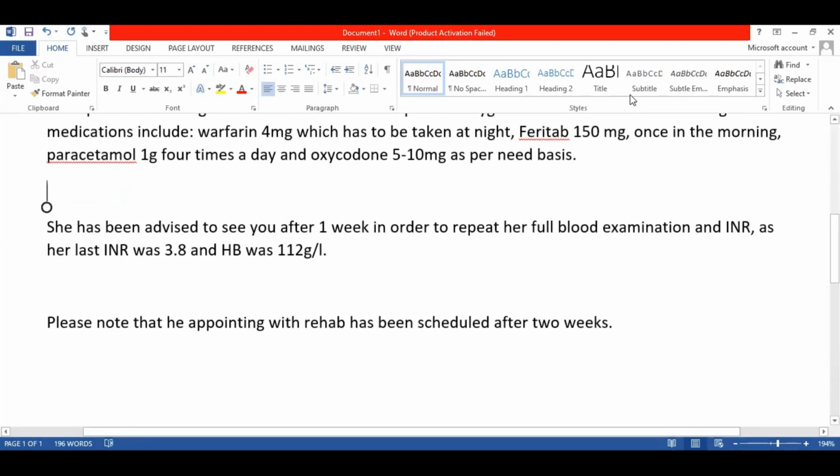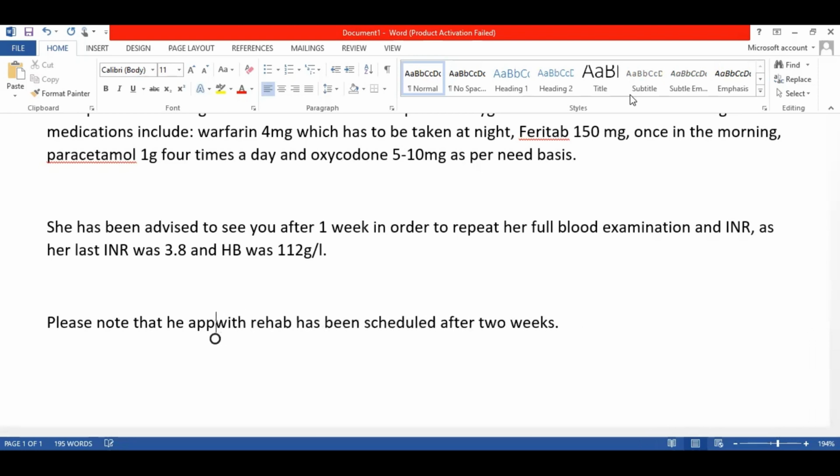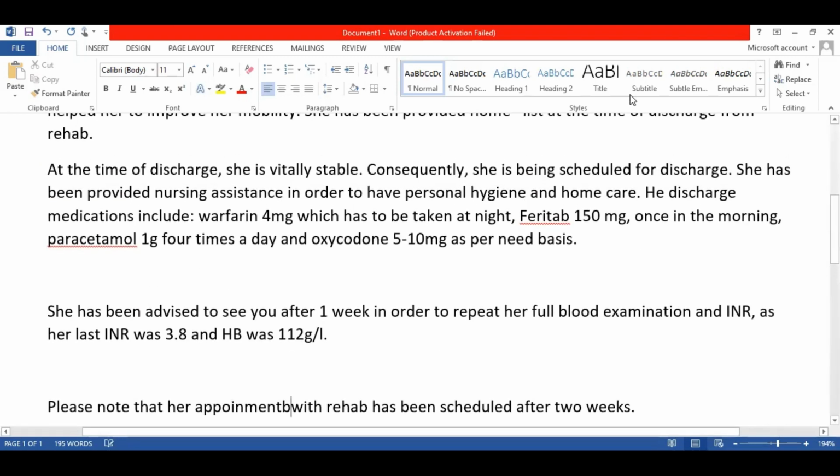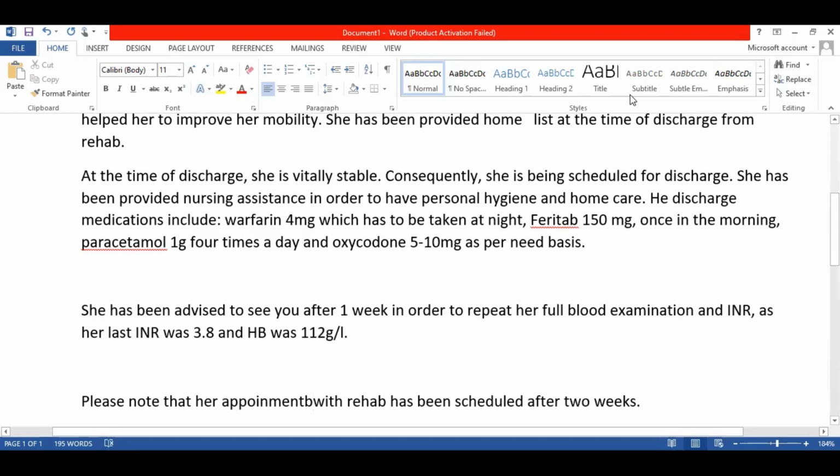She has been advised to see you after 1 week in order to repeat her full blood examination and INR, as her last INR was 3.8 and hemoglobin was this. Please note that her appointment, let's say, after 2 weeks. So you can see, majorly, this is the major chunk of the discharge letter that we discuss.